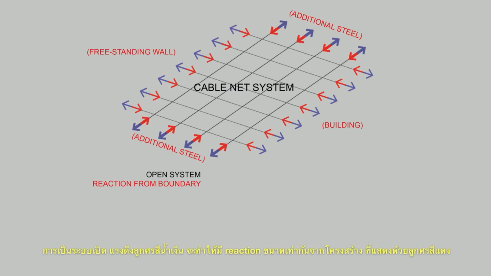Being an open system means that the pretension forces required in the cables, which are the blue arrows, will cause reaction forces from the boundary in the same amount, which are the red arrows. For this canopy, the boundary is the building on the right, the freestanding wall on the left, and the steel beam at the front and the back, which are connected back to the building and the wall.